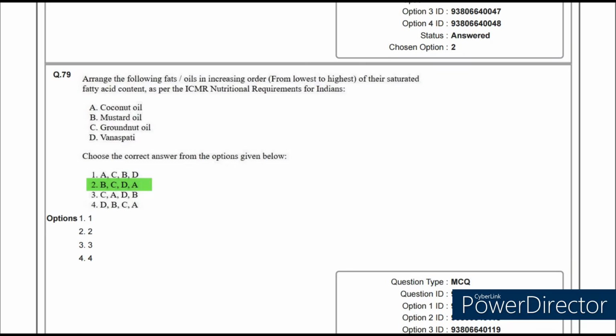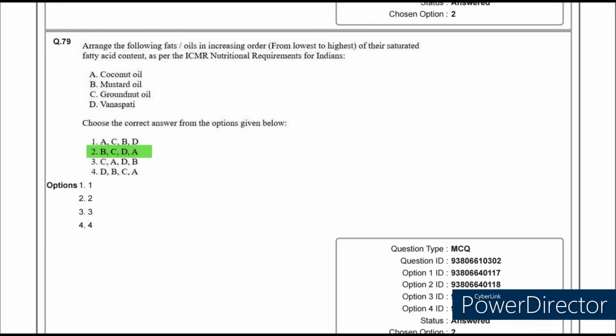Now coming to question number 79. Arrange from lowest to highest the saturated fatty acid content according to ICMR. So the highest content is seen in coconut oil and the lowest saturated fat is in mustard oil. So the sequence should be mustard, groundnut, vanaspati and coconut oil. So option 2 is correct.